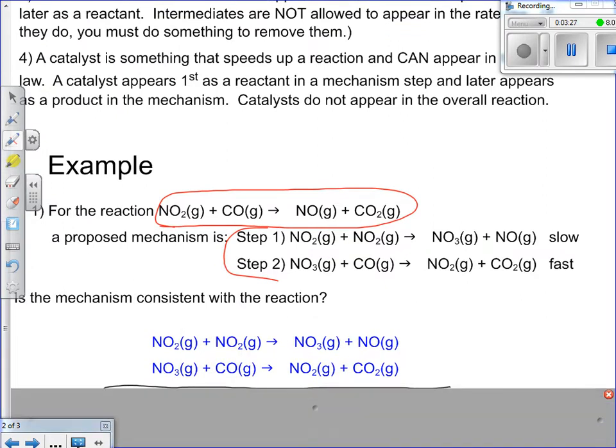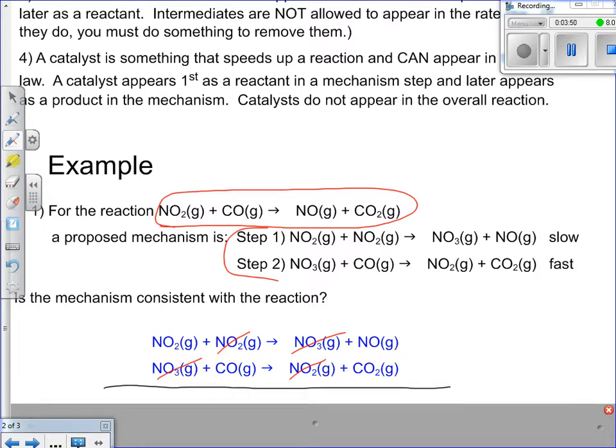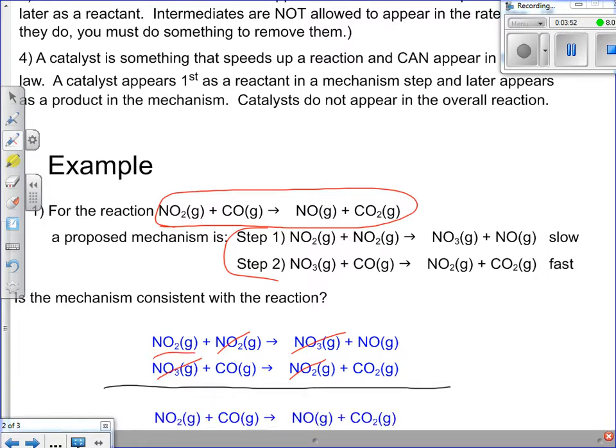I rewrote the 2 steps, and let's see if we can cancel anything out. So if I look in here, hopefully you see that the NO3 cancels out, and I have an extra NO2 in there. And does that give me the final reaction? NO2 plus CO makes NO and CO2. Yes, when I add up my 2 steps in the mechanism, I get my overall reaction.